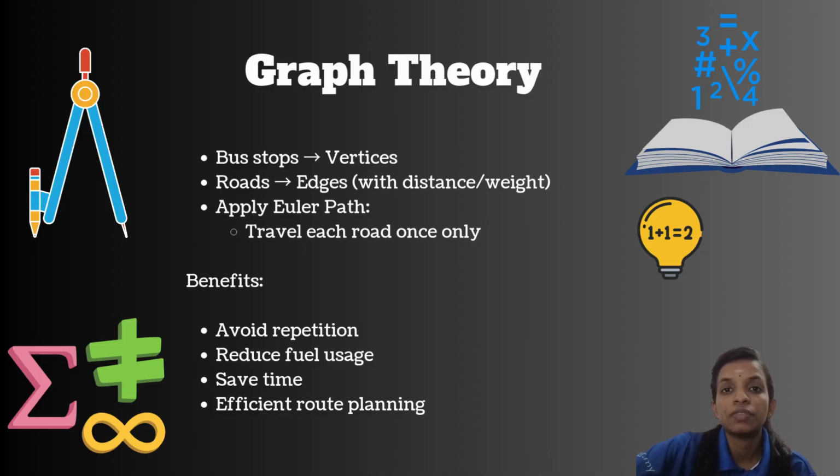In this situation, we represent each bus stop as a vertex and each road connecting them as an edge. Now we apply something called an Euler path. Let me ask, what do you think is the benefit of traveling each road once? It avoids repeating the same paths, so this helps reduce fuel usage, save time and make the journey more efficient. So in real life, this means a bus can cover all the routes without unnecessary repetition.